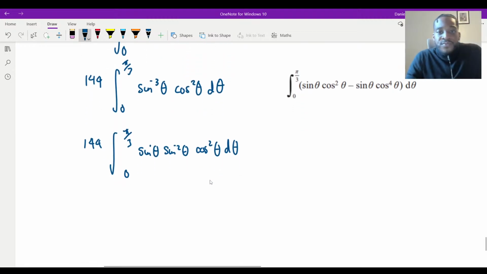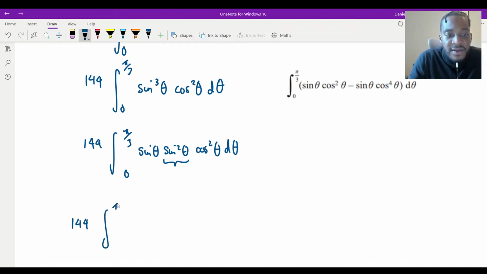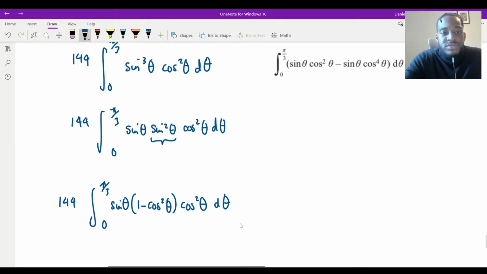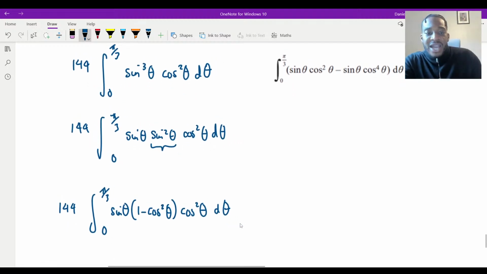So what we could do is rewrite this using 1 minus cos squared, can't we? So I can write 144, and then from 0 to pi over 3 it's going to be sine theta. And then sine squared is 1 minus cos squared. So I get that there, like that. And then I get cos squared d theta, like that.